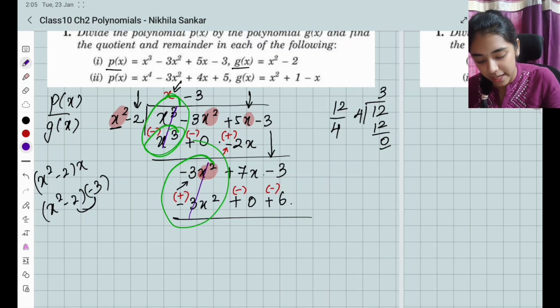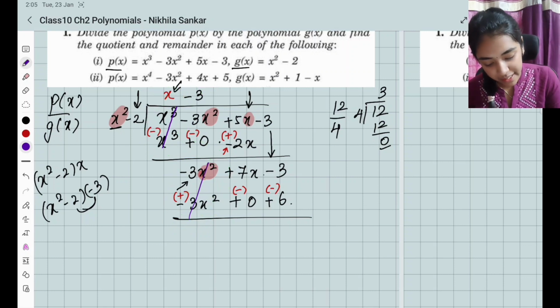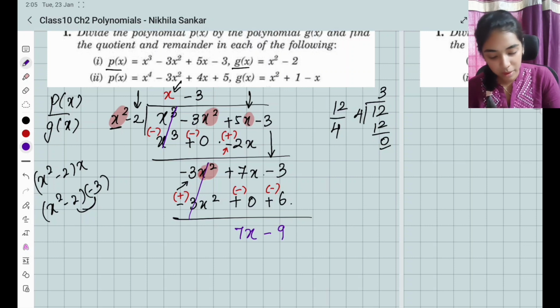So to cancel the first term here, I multiplied by x. To cancel the next term, I multiplied by minus 3. Understood? Now we have 7x minus 0, which is 7x. Then minus 3 minus 6 is going to be minus 9. Okay, can we do anything further with this? Here I'm going to leave it as 7x minus 9.